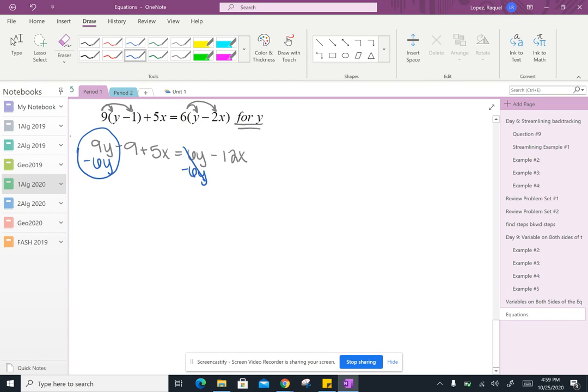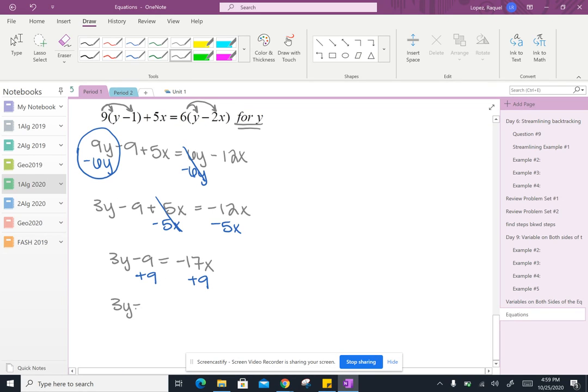And I can combine these two things, so that leaves me with 3y minus 9 plus 5x equals negative 12x. Then from there, I want to move everything that's not involving my y to the other side of my equation. So I'm going to subtract 5x on both sides. And I can combine those like terms. So negative 12x minus 5x is negative 17x. And then my final step is I want to add 9 to both sides.